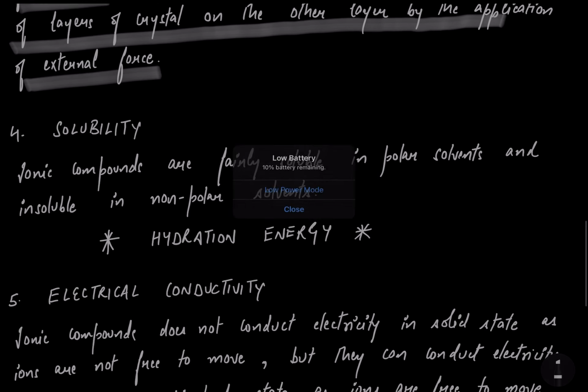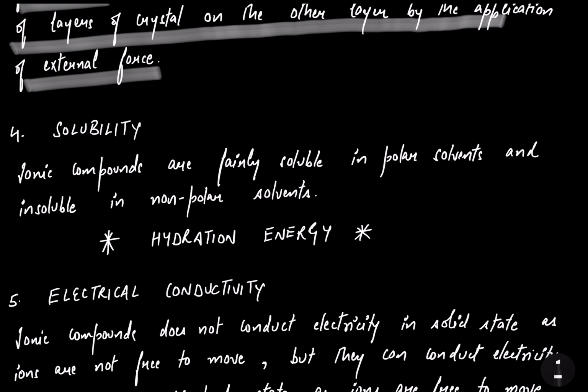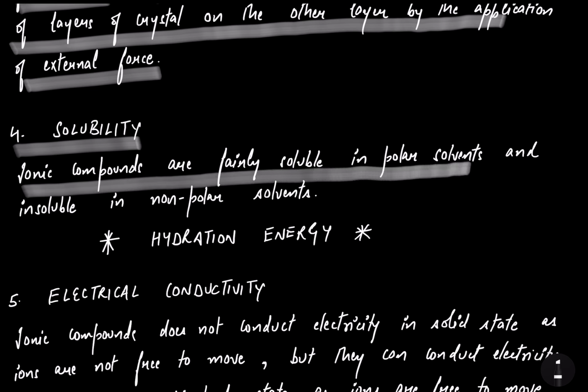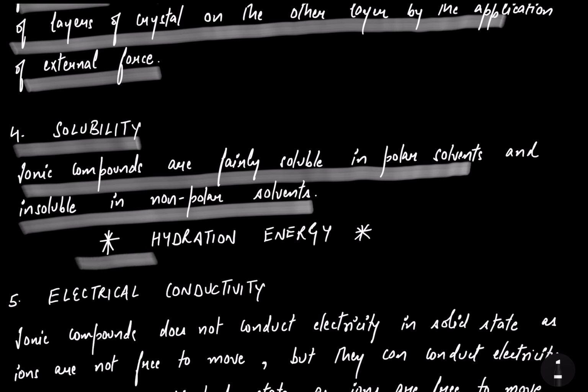Now let's talk about the fourth point, the solubility. Ionic compounds are fairly soluble in polar solvents. What are polar solvents? The solvents in which there is a charge separation, which we are going to discuss in the next lectures. So ionic compounds are soluble in polar solvents, but they are insoluble in non-polar solvents. We will talk about the solubility of ionic compounds in detail in the further lectures on hydration energy.